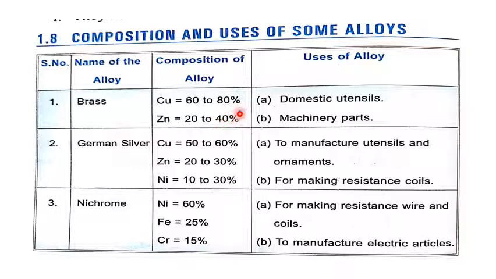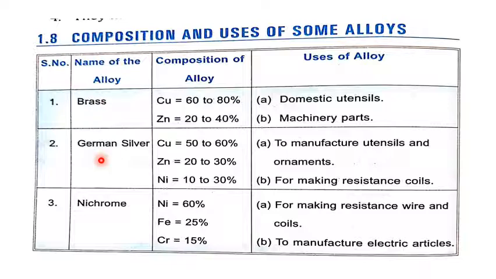Next, what are the uses of brass alloy? It is used in the manufacture of domestic utensils. It is also used in the manufacture of machinery parts. This is about brass.